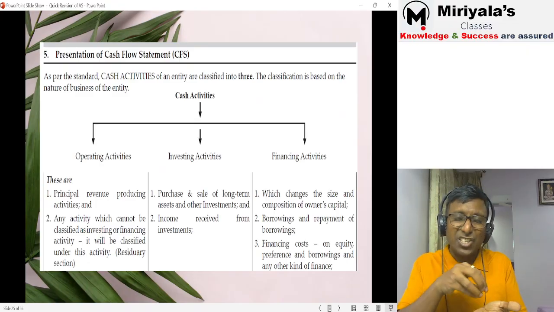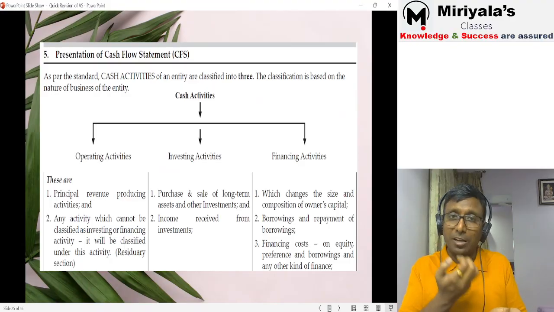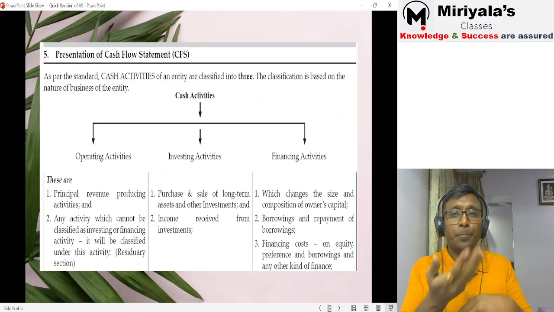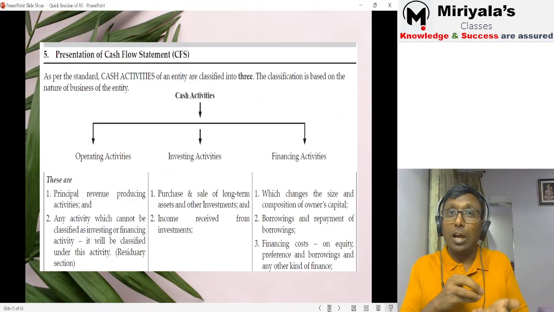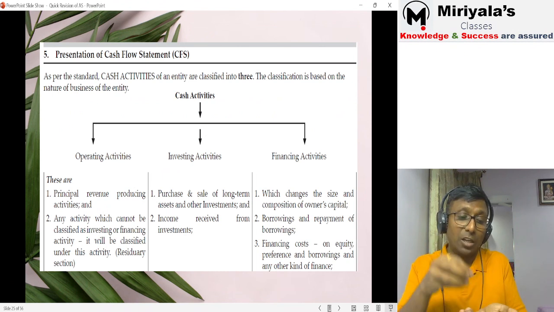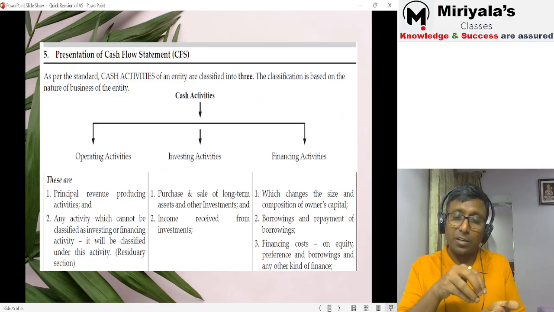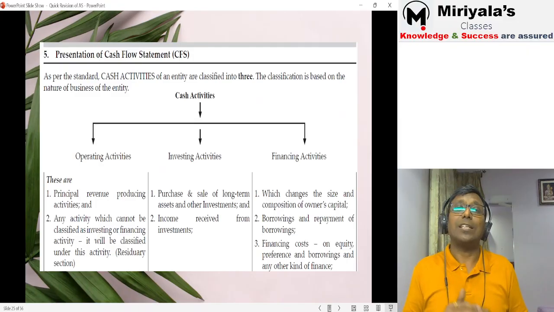Financing activity is a change in the capital structure, I should say. That means issue of equity shares, buyback of equity shares, issue of preference shares, redemption of preference shares, issue of debentures, redemption of debentures, taking a loan from a banker and repayment of the same loan. Not only that, the cost of such structure also: if you have equity shares, you have to pay dividend; for preference shares, preference dividend. If it is a debenture or loan, you are supposed to pay interest. Yes, payment of interest and payment of dividend are going to be financing activity.